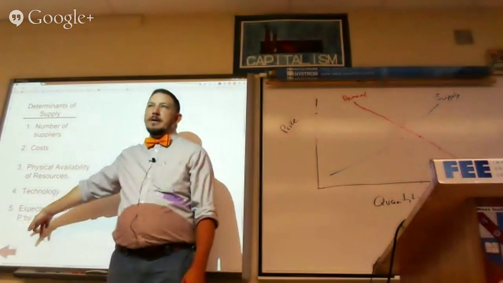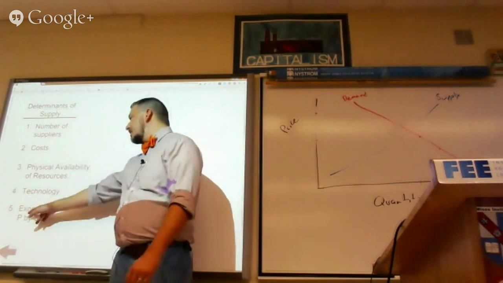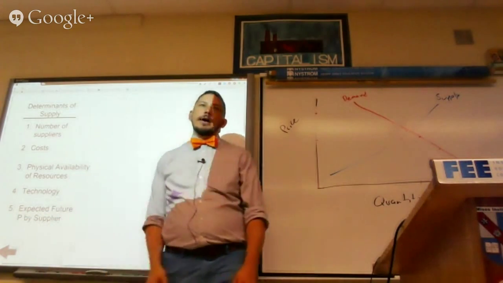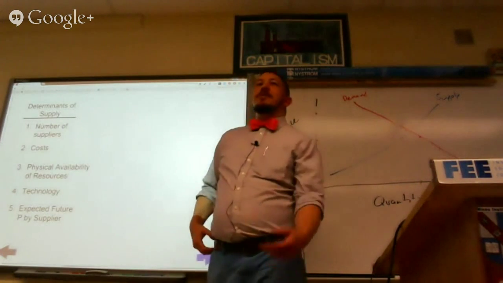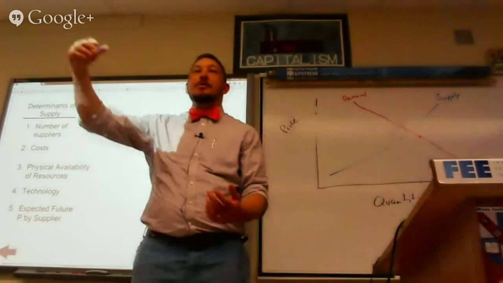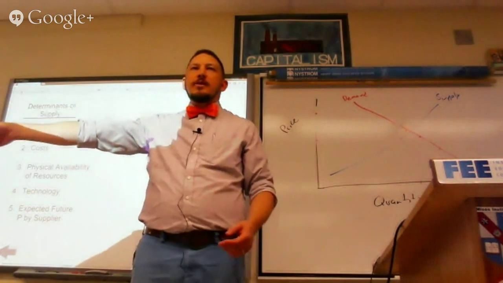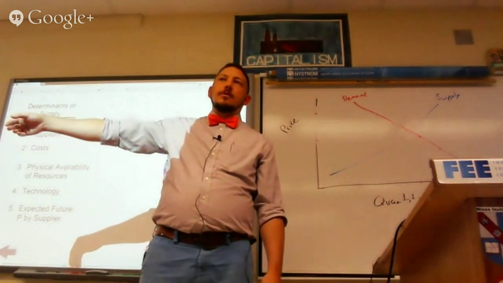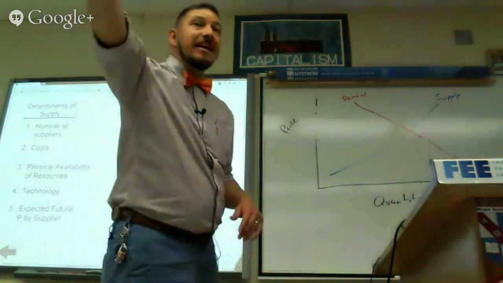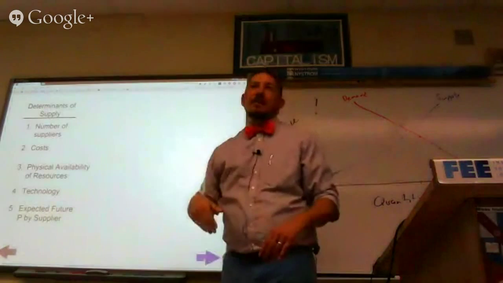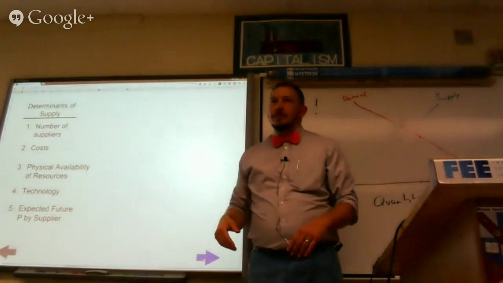Okay, and the last one is expected future price by the supplier. Meaning, if the supplier thinks that the prices are going to go up in the future, what do they do? They create more. I'm going to produce more of it because I think that I can sell it at a higher price in the future than I can sell it for right now. Okay?